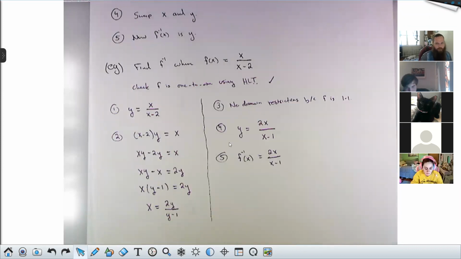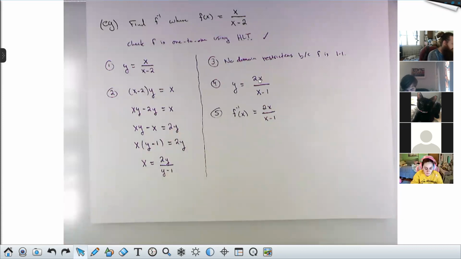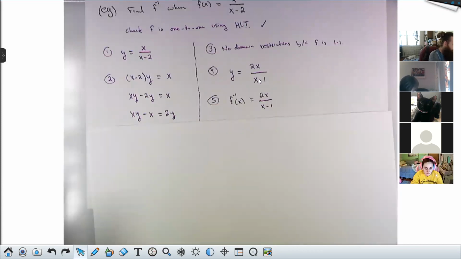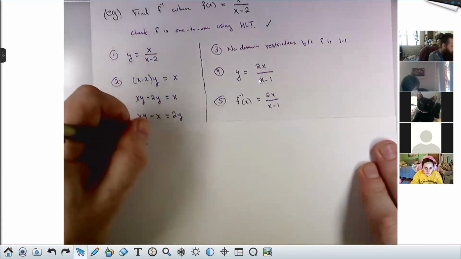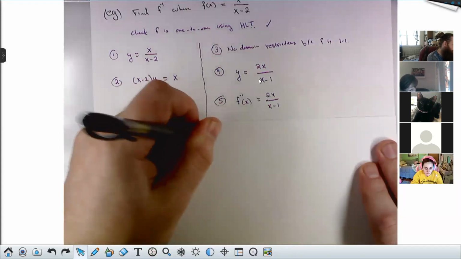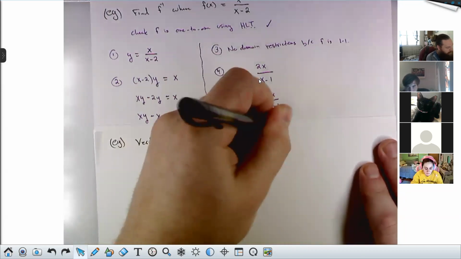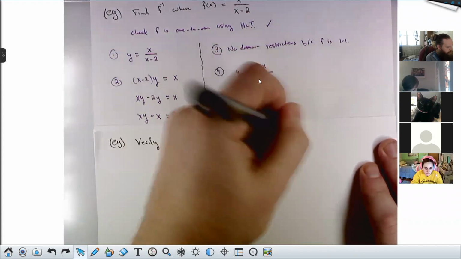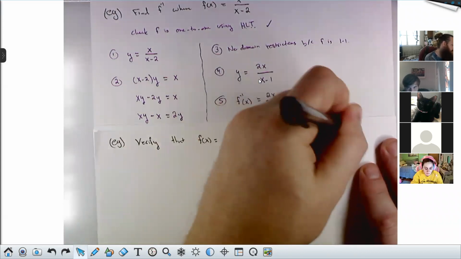So I think I found the inverse. I think this is the inverse of this. If I want to check that, I'll write this as a separate example. Verify that f of x equals x over x minus 2, and f inverse of x equals 2x over x minus 1, are inverses.